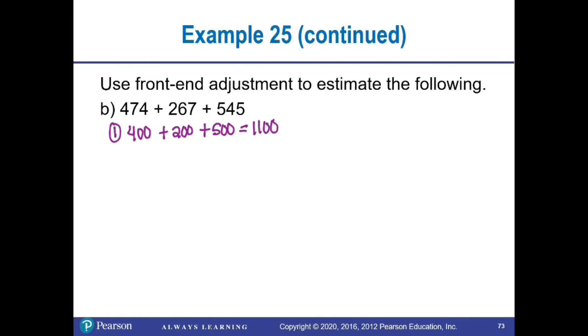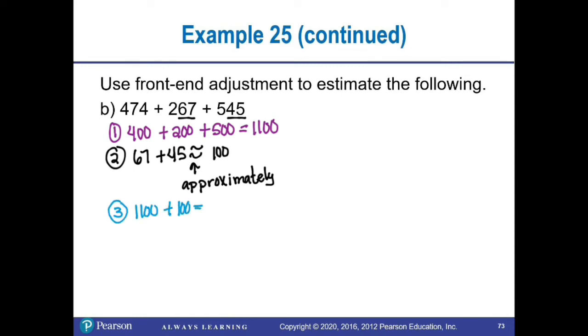Again, I want to think about my numbers that are compatible. So I think about 67 and 45. When I add 67 and 45, I get close to 100. Now again, this is not exactly 100, so I use the wavy lines, which mean approximately. So far, I have 1100 plus 100 gives us 1200.